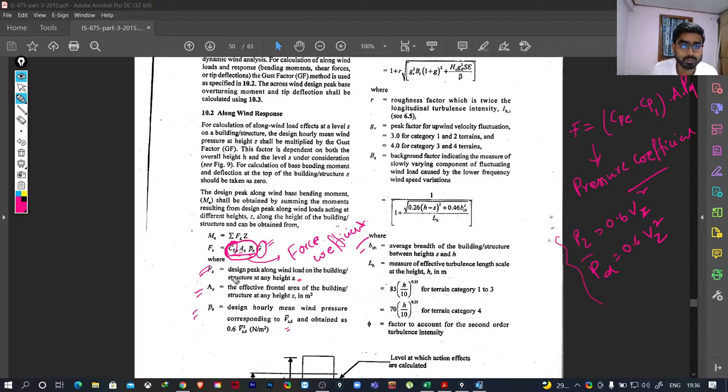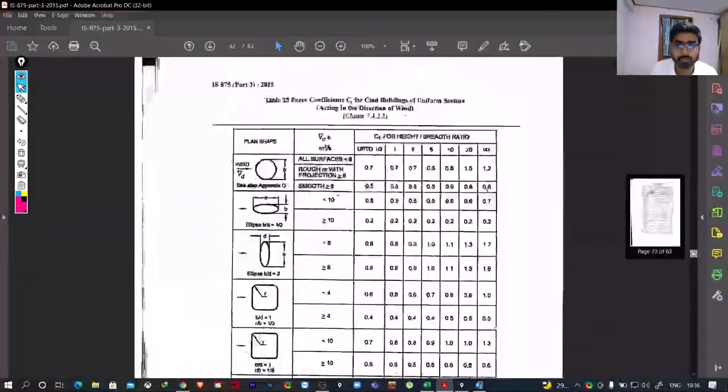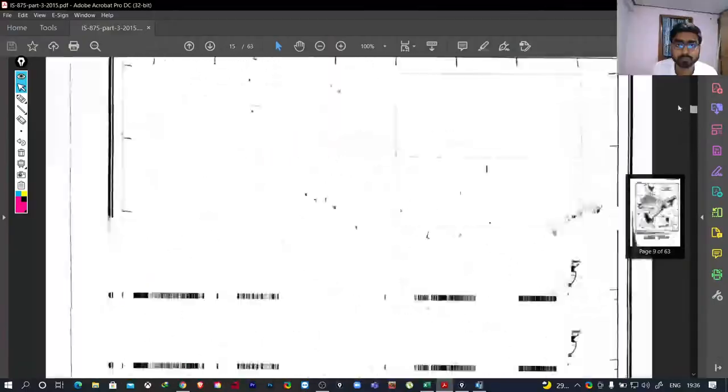Fine. So let us find out the Pd and all. Here, if you want to find out the Pd, first of all we need this Vz. Now, what was the formula for Vz? The Vz was Vb multiplied by K1 into K2 into K3 into K4. So we know these K1, K2, K3, K4. I'm not going to explain these values. If you see in the code, this is the basic calculation actually.